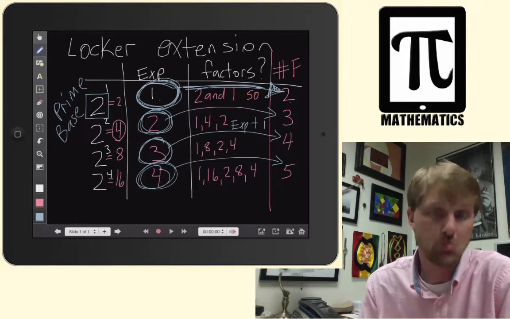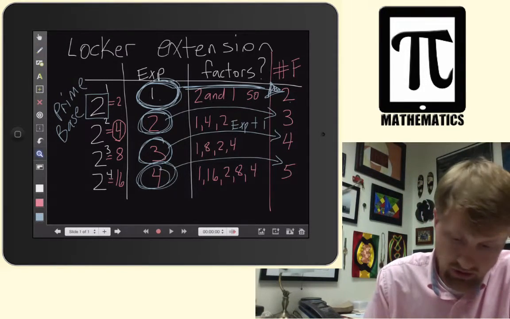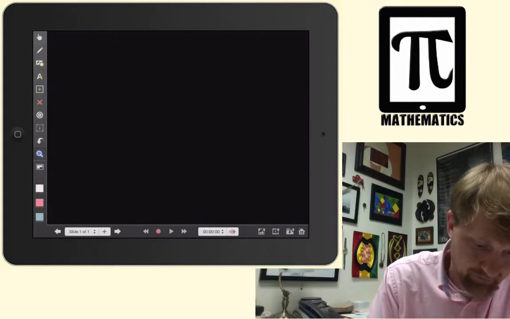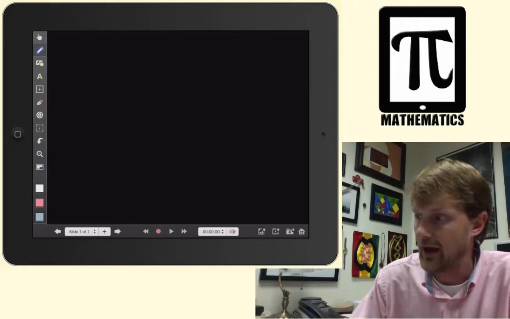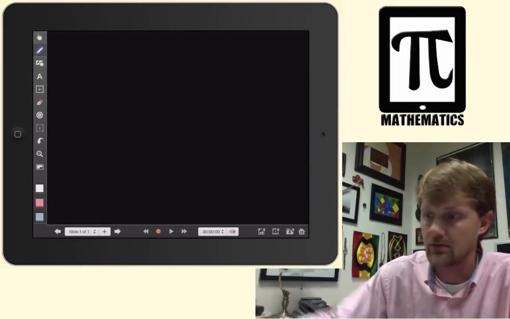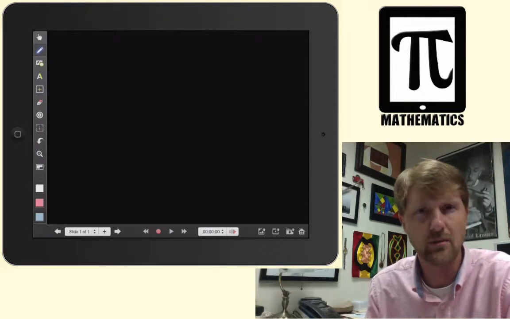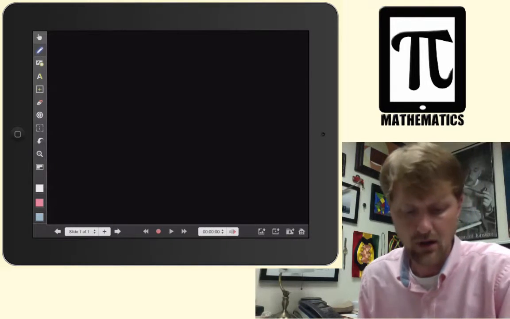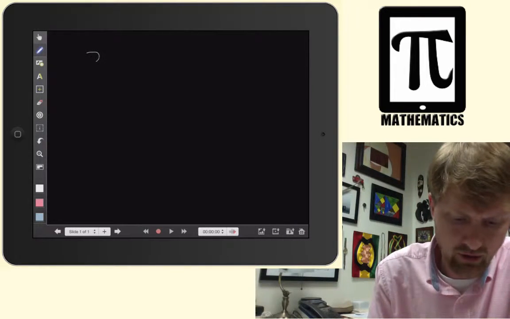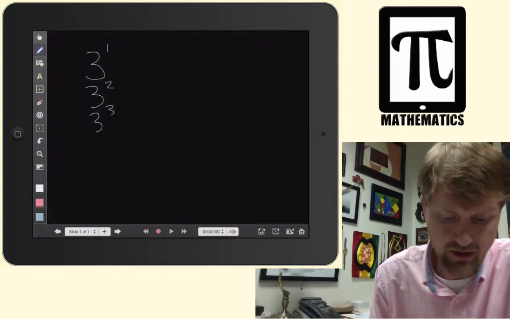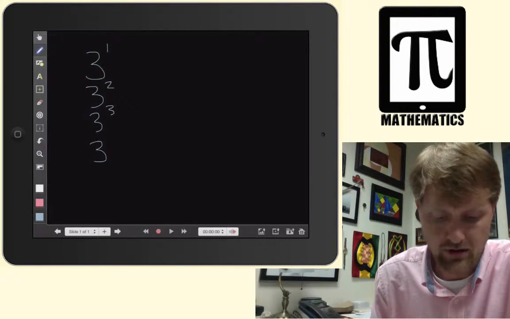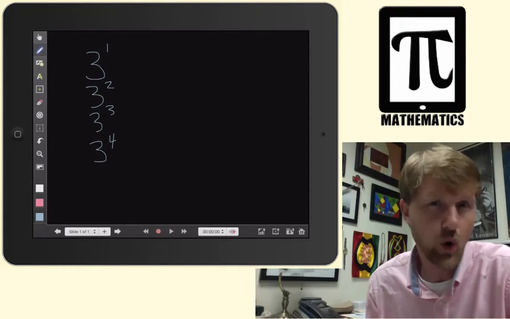Does it work for other prime numbers? Well, we can certainly check it out. Other prime numbers, let's just do, how about, I don't know, 8. 8's not prime. That's a terrible number. Come on, Professor Lamb. Let's go up to 3. So 3 raised to the first power, 3 squared, 3 raised to the third power, 3 raised to the fourth power, and let's see if our rule holds true.